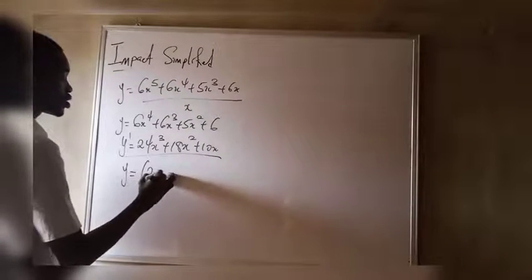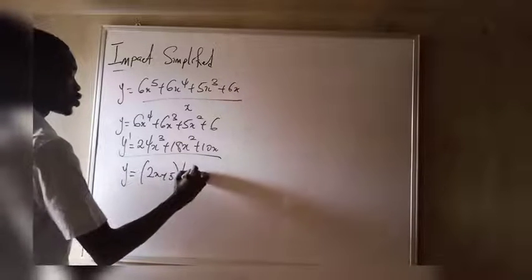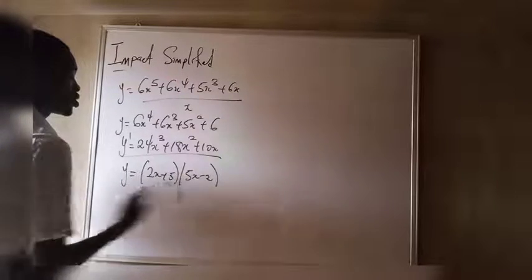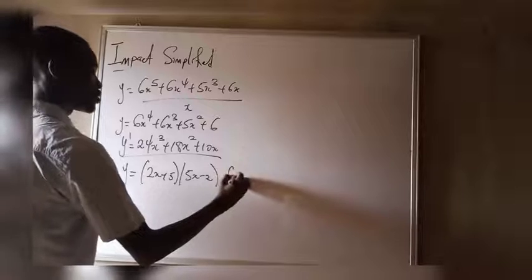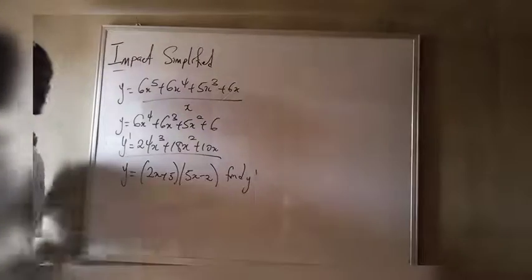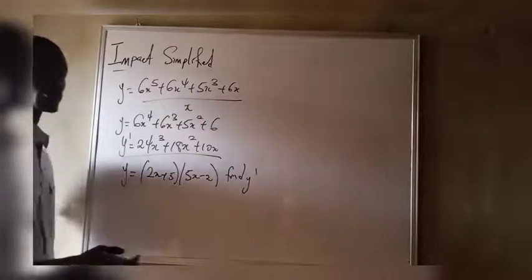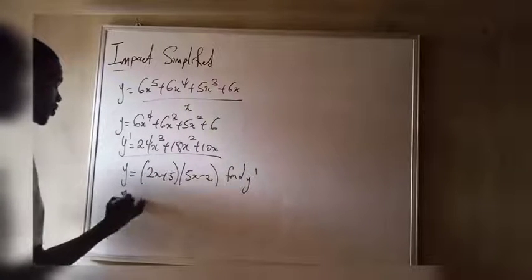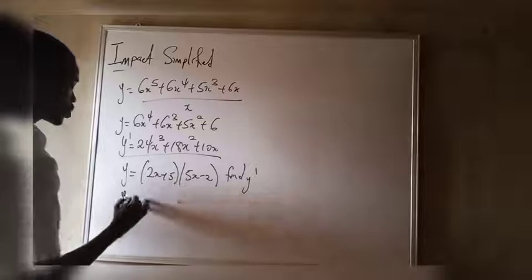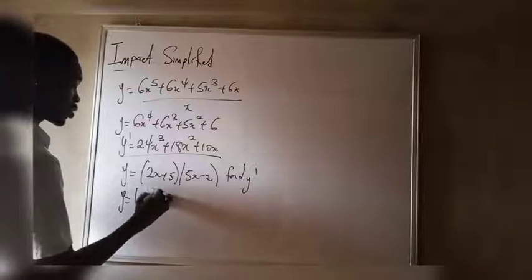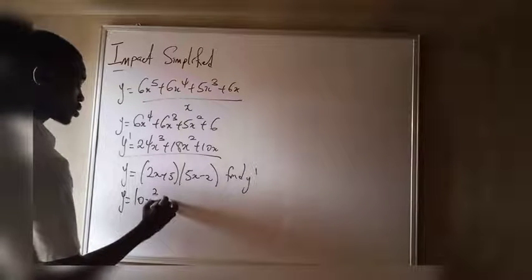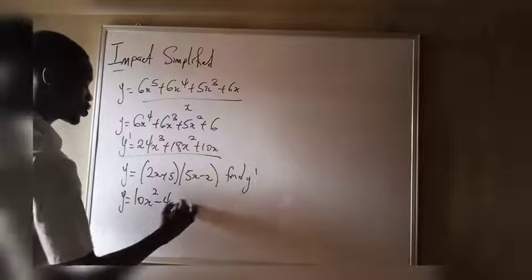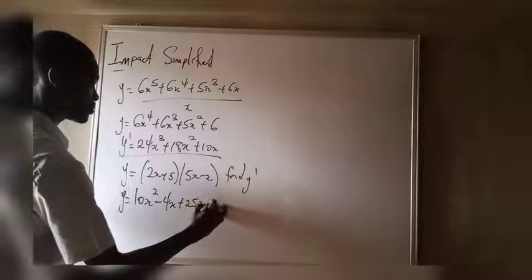Now let's look at this again. We have something like this, 2x plus 5 into what? Let's say 5x minus 2. They are asking us to find y prime. So how can you differentiate? Though this is a product rule, you can still solve it by expanding and then you differentiate. So before you differentiate, expand. This time this will give us what? 10x squared. This time this will give us minus 4x. This time this will give us plus 25x minus 10.